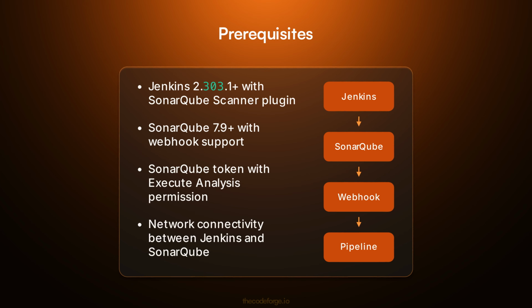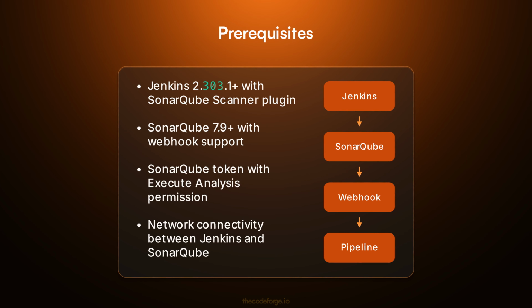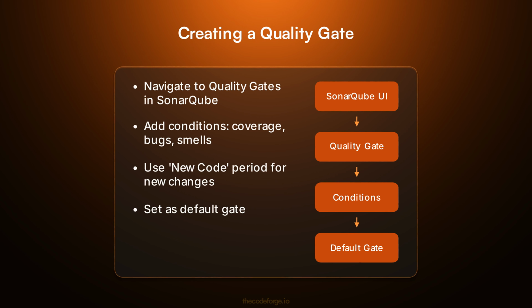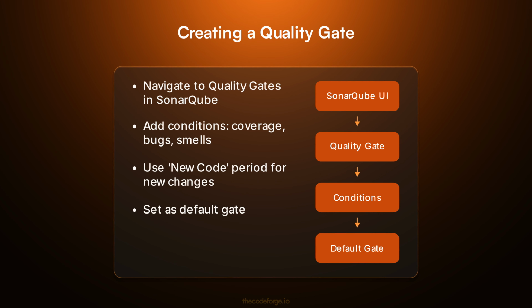Before setting up quality gates, ensure your environment meets the prerequisites. A running Jenkins instance with the SonarQube Scanner plugin, SonarQube 7.9 or later, a user token with proper permissions, and network connectivity both ways. In SonarQube, create a quality gate with conditions like coverage on new code less than 80%, critical bugs greater than 0, and code smells on new code over 100. Use the new code period to avoid penalizing legacy code, then set it as the default.